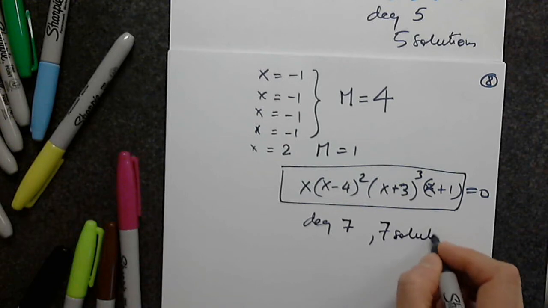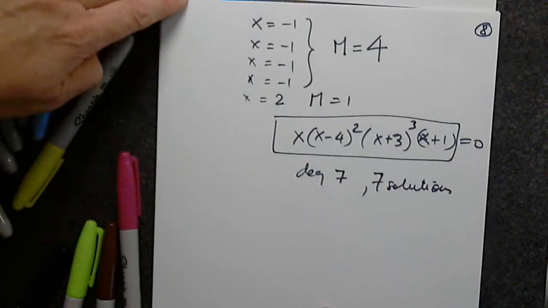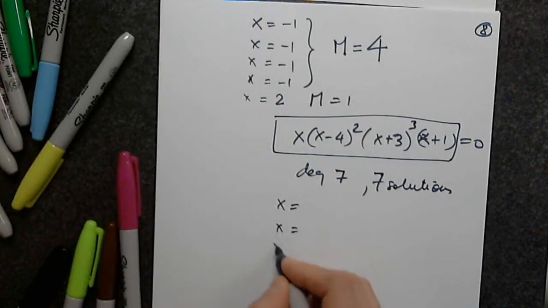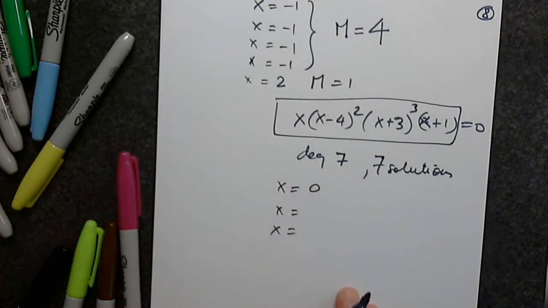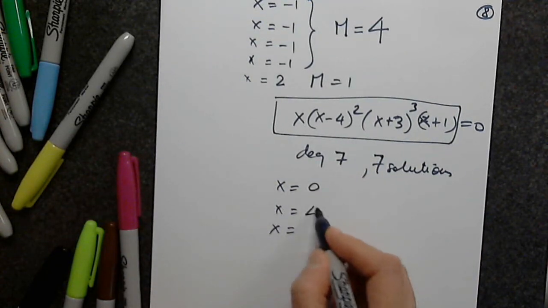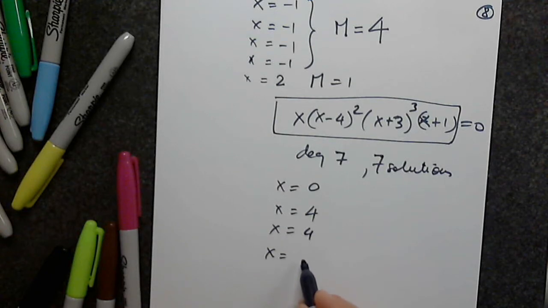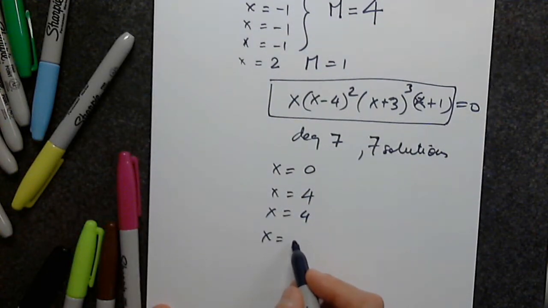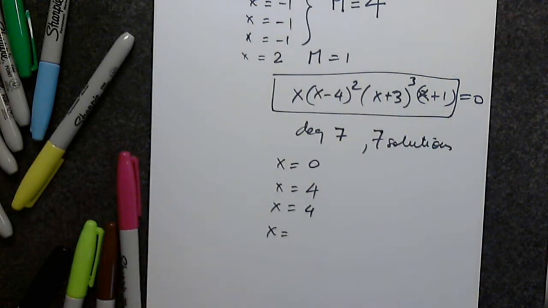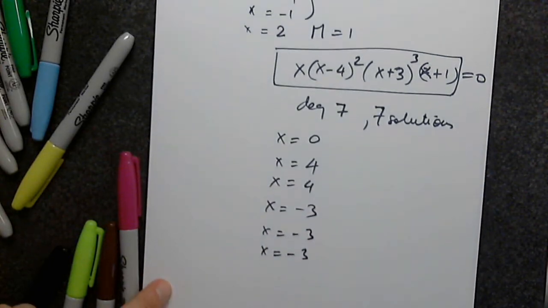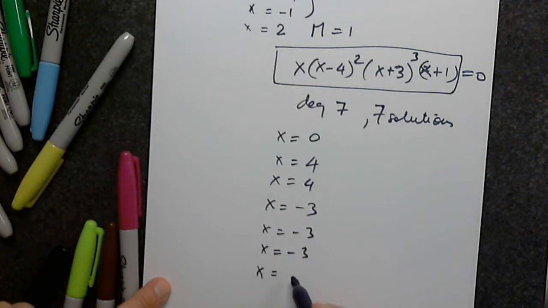How many solutions will you give? 7 solutions. I want a list of those 7 solutions, please. 0. From left to right, then you're going to have 2 fours, 3 negative threes. You cannot change anything. They're identical. You cannot say plus or minus 3. You have to say you're going to have -3 three times. Oh, yes, of course. Thank you. Good. And -1.